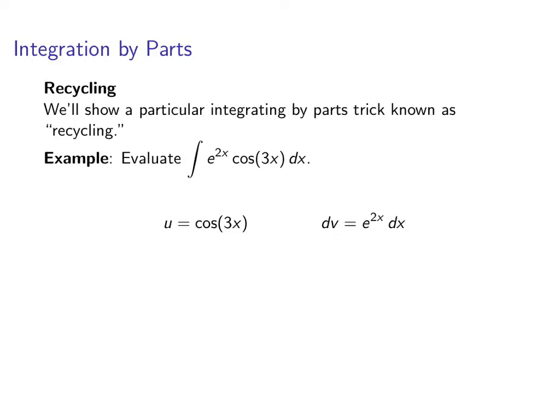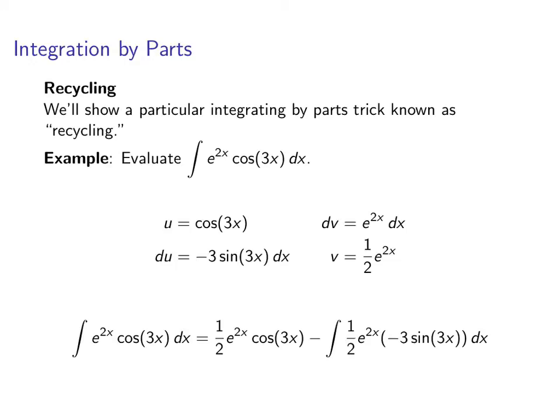All these things are fairly easy to differentiate and anti-differentiate. So du is negative 3 sine of 3x dx and v is 1/2 e to the 2x. All right, so if we put everything in with our integration by parts formula, we're going to have uv minus the integral of v du. All right, so there's uv minus the integral of v du.